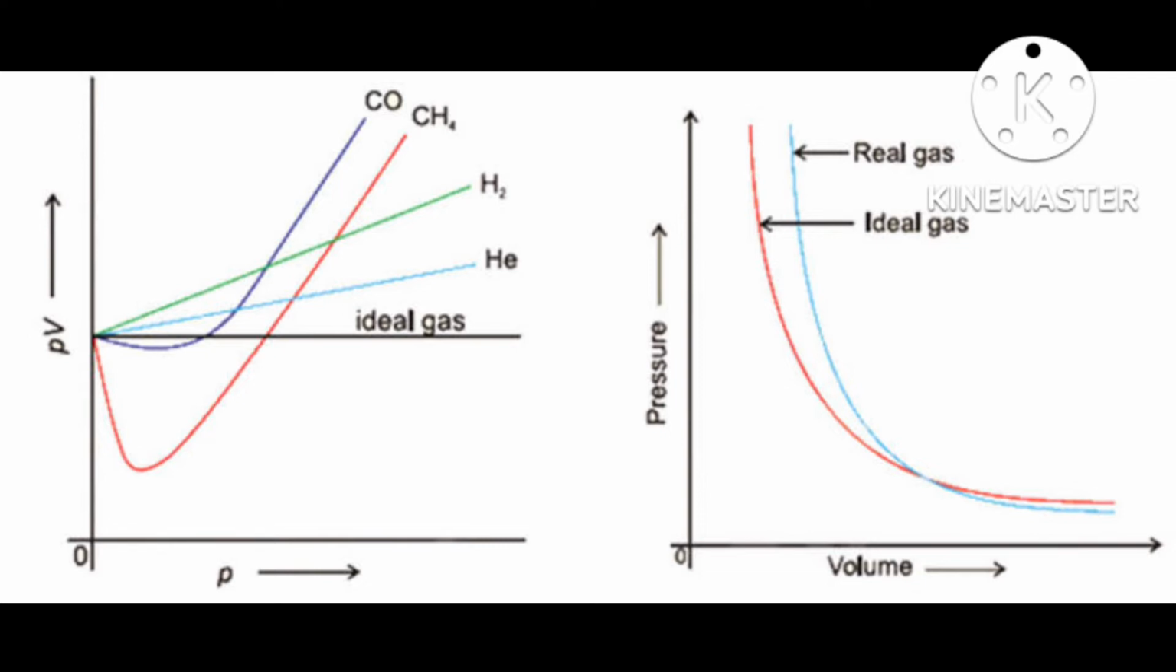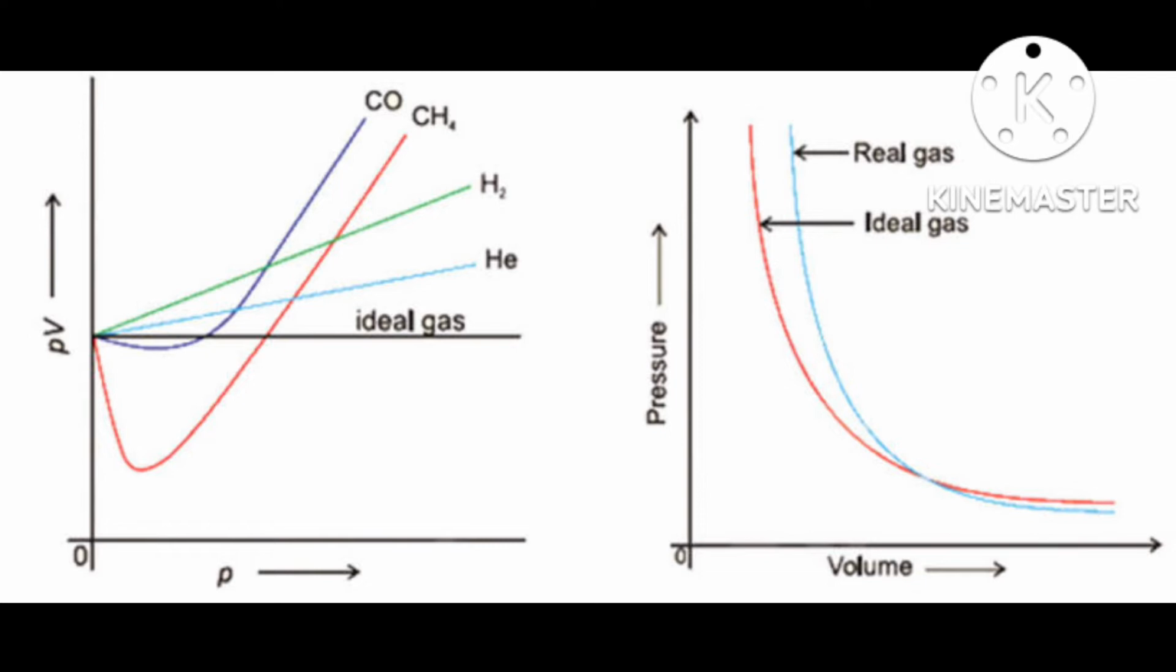Now the second graph, P, that is the pressure versus volume. Here real gases, particularly at high pressure, are showing differences. Real gas and ideal gas behavior differ more at high pressure. There is a change in volume. At high pressure, real gases and ideal gases show the main change.